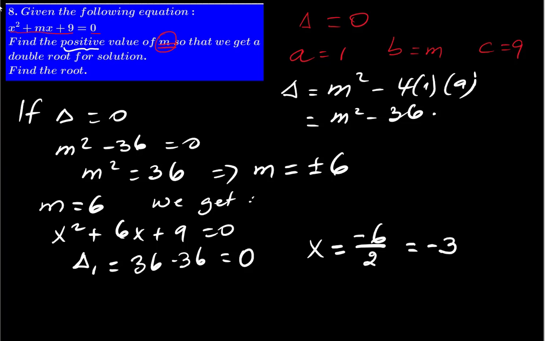When we take the positive value of m, we can substitute here. We can say if we have negative 3, we have 9 minus 18 plus 9 is 0. So it's verified. Thank you.